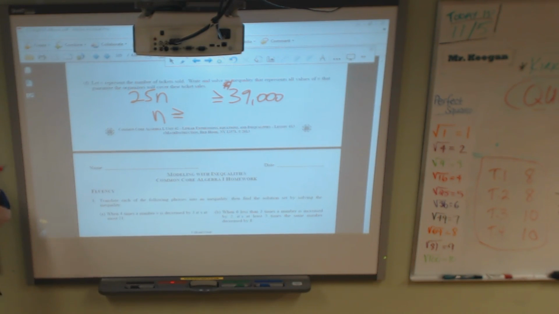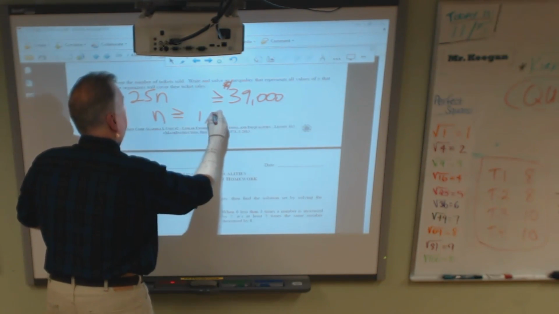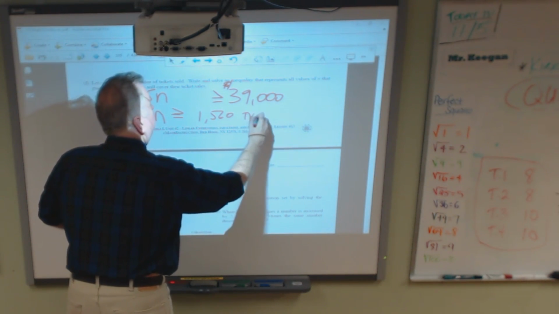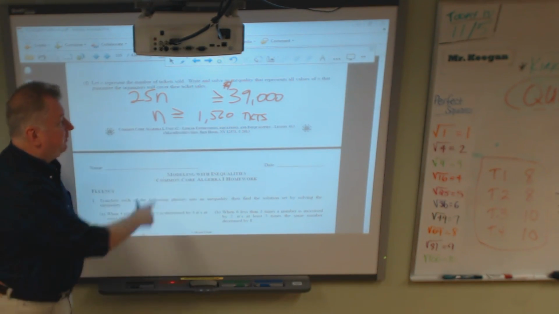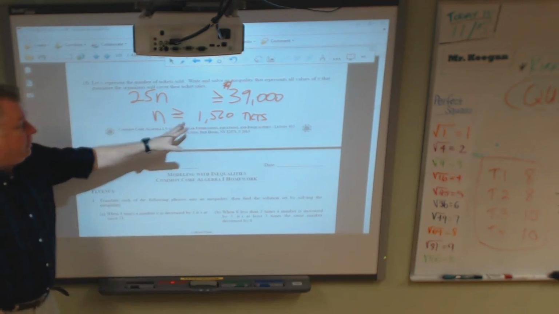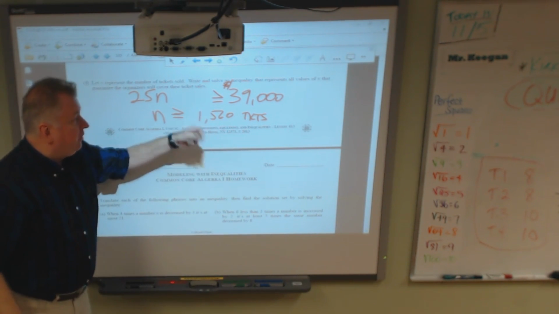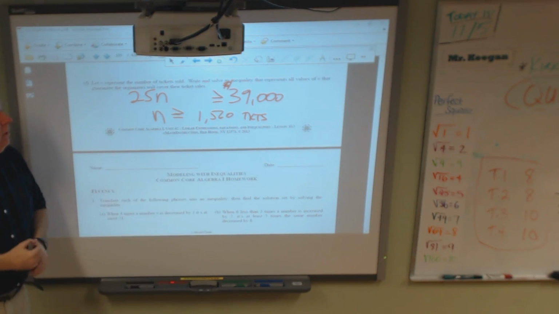We know it's got to be more than 1,250 because we already saw that wasn't enough, right? So we got it, 1,560 tickets. That's how many they need to sell, which is good because they still have room for almost another 1,000 people, right? The stadium holds 2,500. They just have to figure out a way to make sure that everybody wants to come and buy tickets, right?